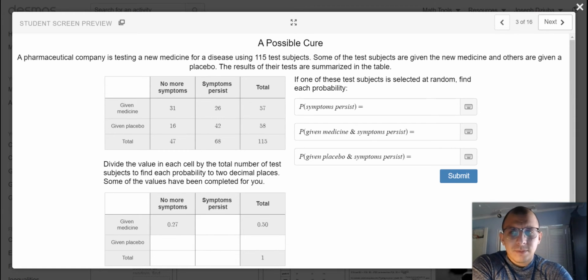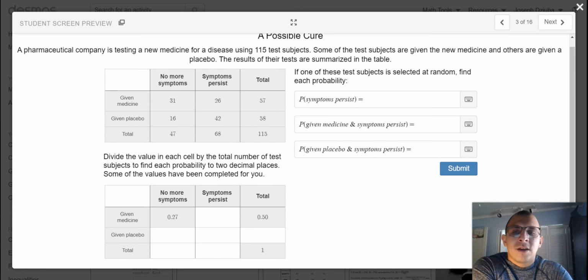at will. So a pharmaceutical company is testing a new medicine for a disease using 115 test subjects. Some of the test subjects are given the new medicine and others are given a placebo. The results of their tests are summarized in the table. If you're wondering what a placebo is, it's basically a sugar pill where you obviously get none of the medicine, but then we just ask what kind of symptoms are you feeling, and people are thinking.